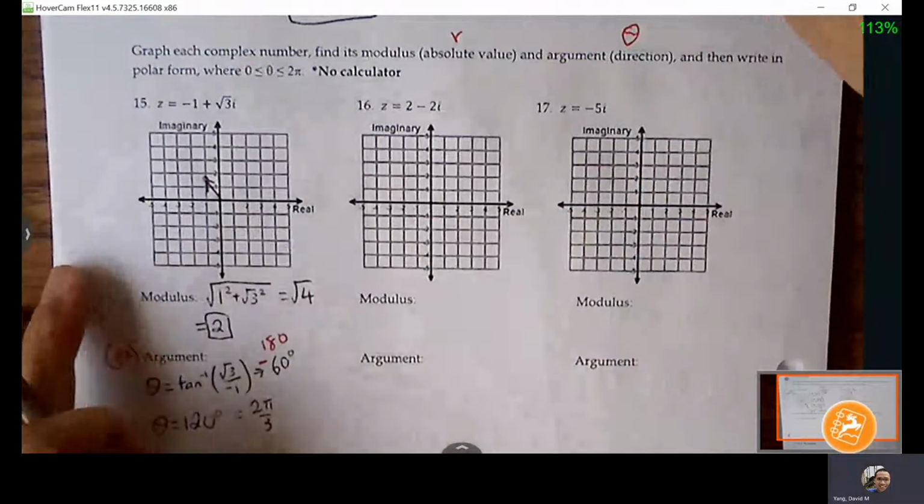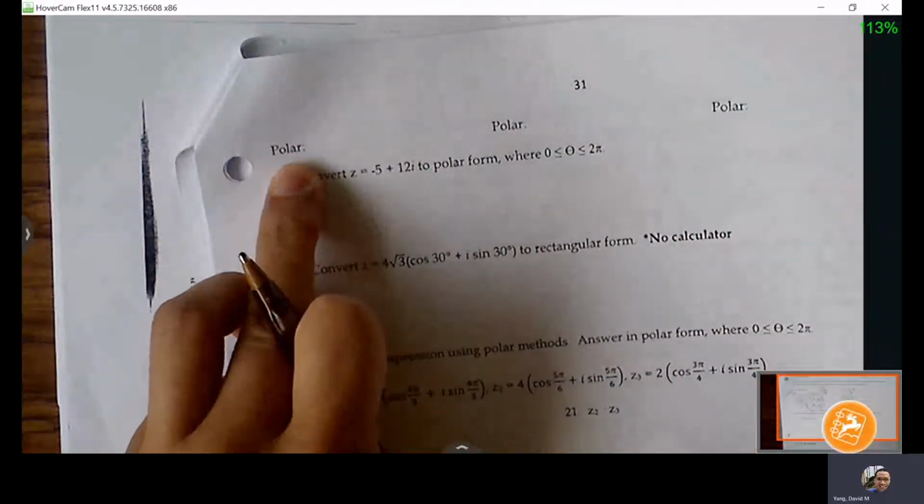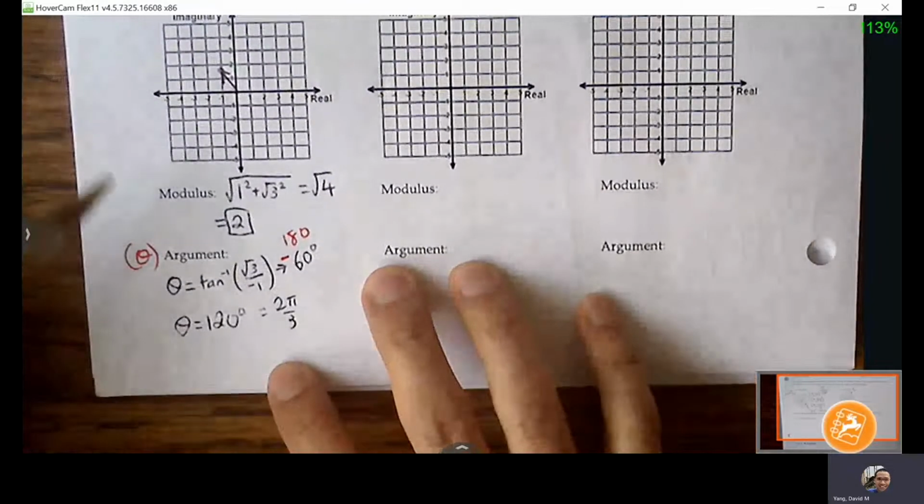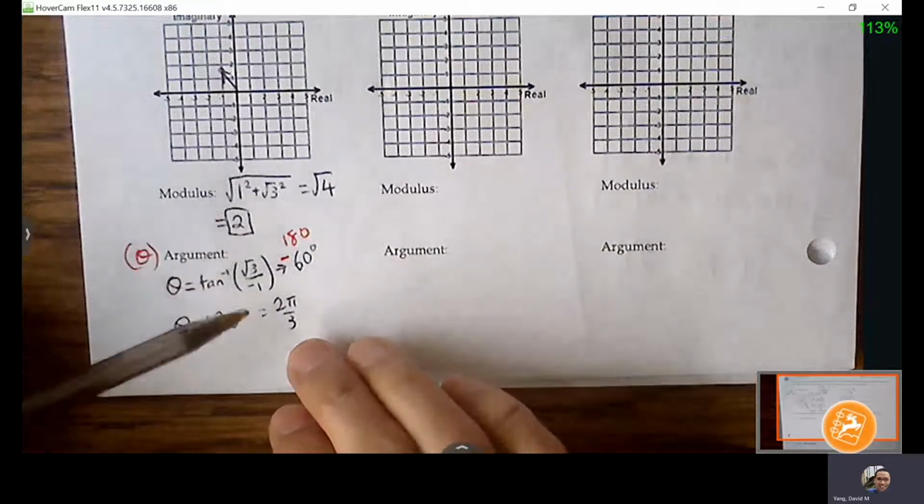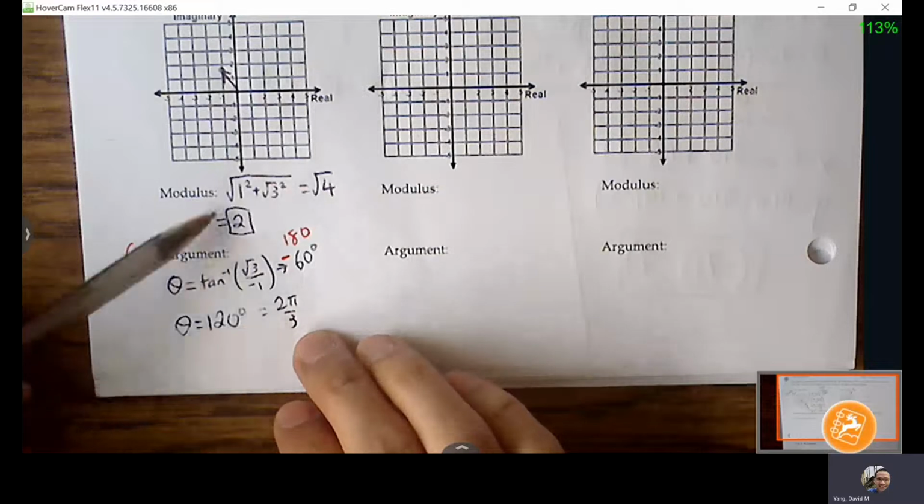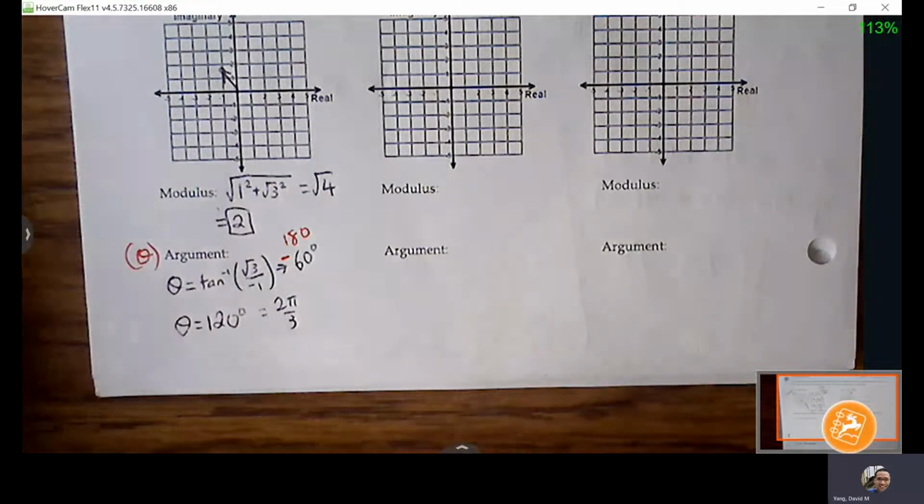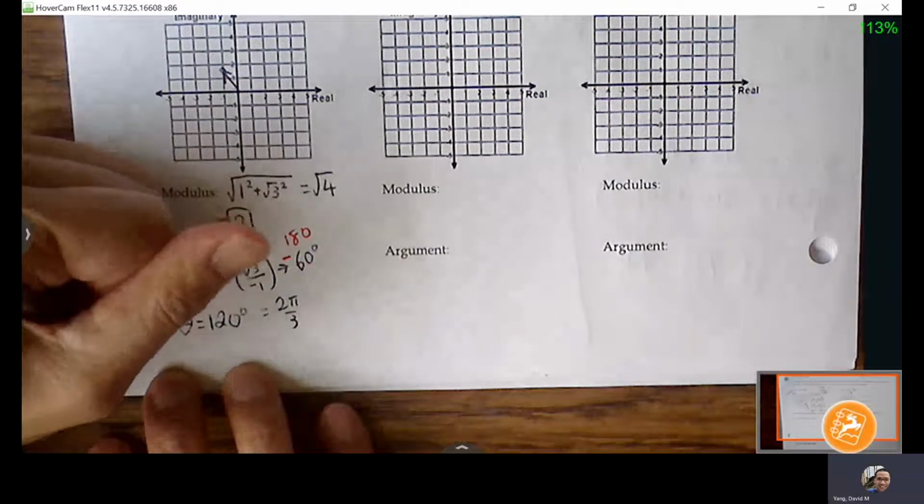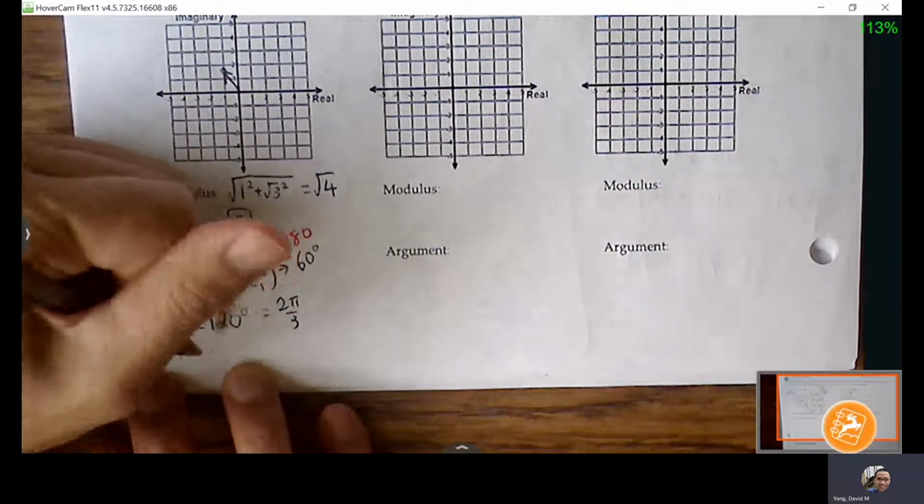I'm sorry that polar form got cut off. It's on the next page there, but I meant to put it at the bottom. It just ran out of space. So to get into polar form is r cosine theta plus i sine theta, or you can put it into cis or shorthand form. So I'll put it down here.